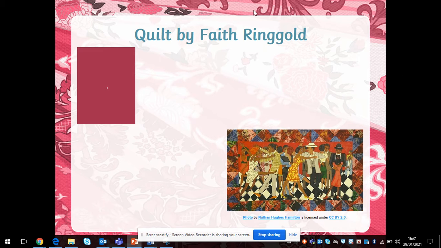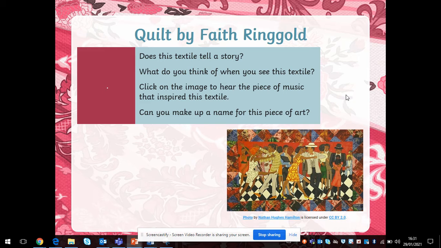Right, now this is a name you're going to become very familiar with, because this is the designer, the person we are going to be looking at as part of our case study. Okay, so have a little look at this tapestry here. It's been made by Faith Ringgold, okay? And it's a quilt made by her.